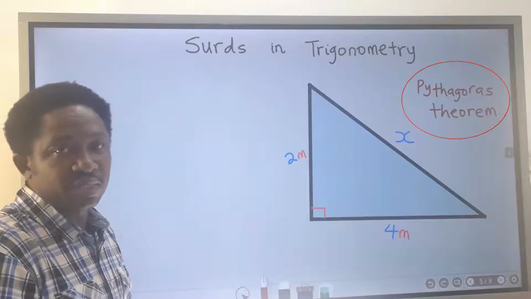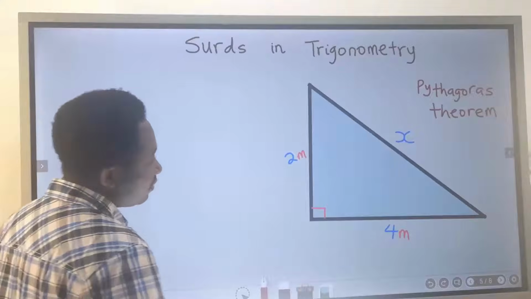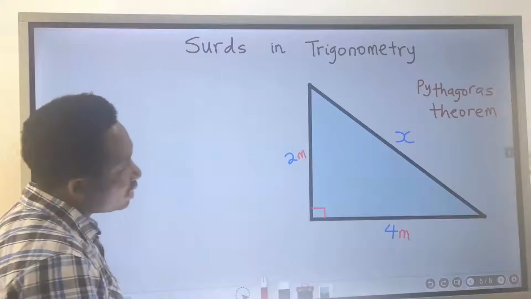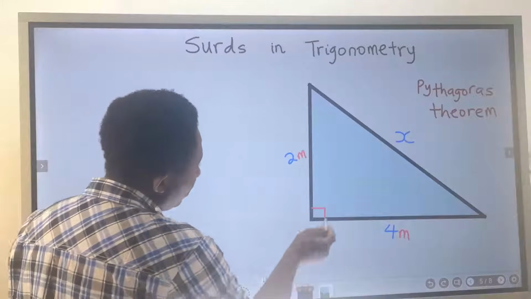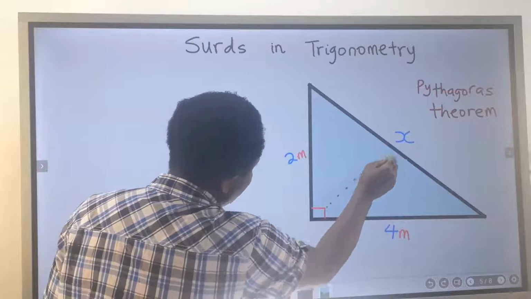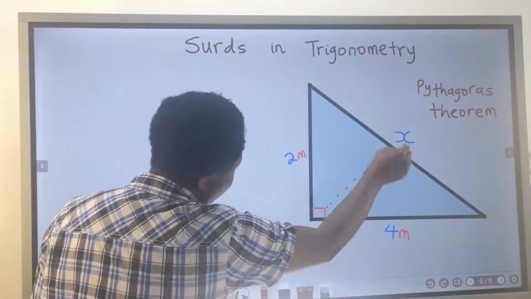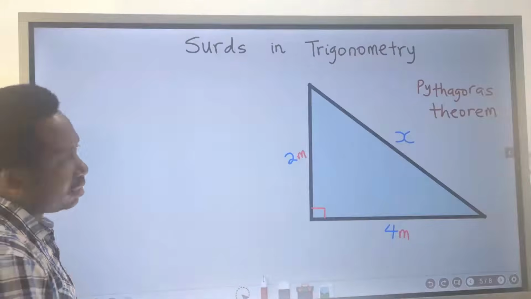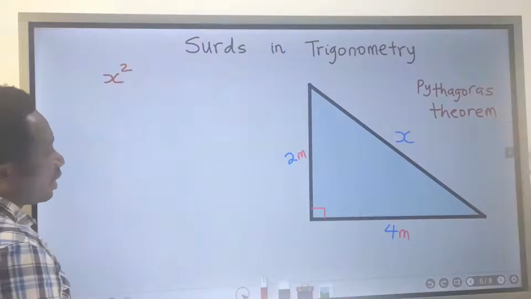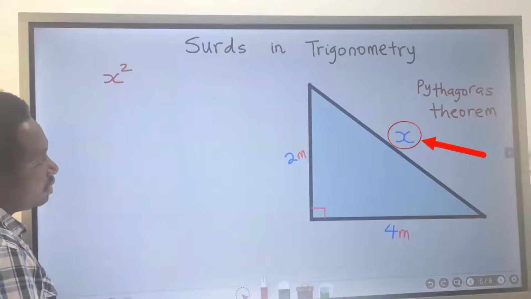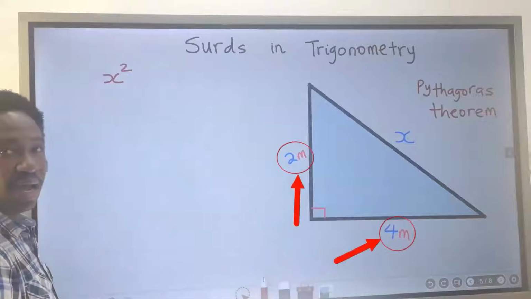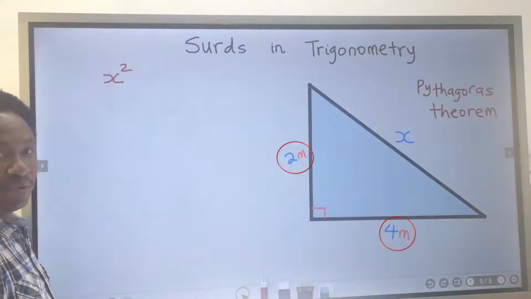This theorem states that we have to identify the longest side of the right angle. The longest side of the right angle is the side that is facing the right angle, and here it is x. Next, we are going to square the value of that longest side. Next, we are going to square both remaining sides and sum both of them.